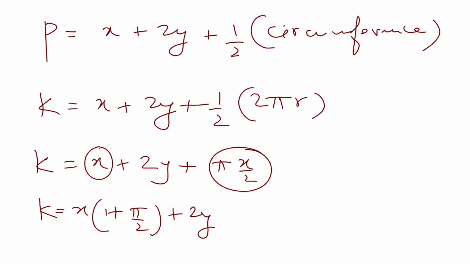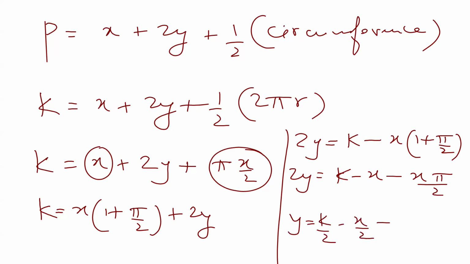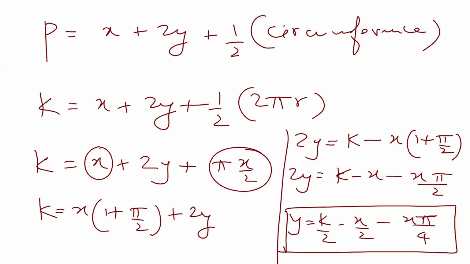Okay. So 2y is equal to k minus x times 1 plus pi by 2. Let's open the bracket. So y is equal to k by 2 minus x by 2 minus x pi by 4. Cross multiplying this 2. Fine.